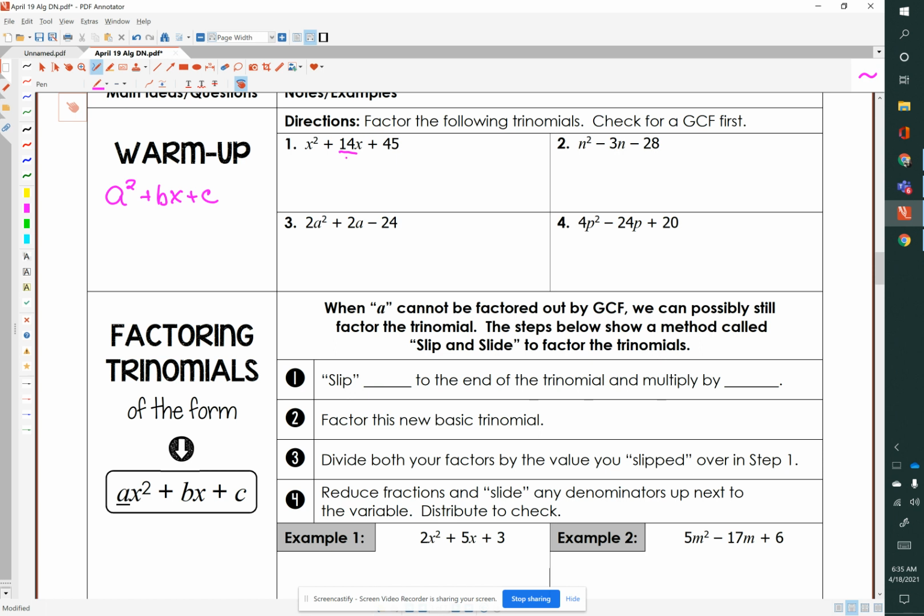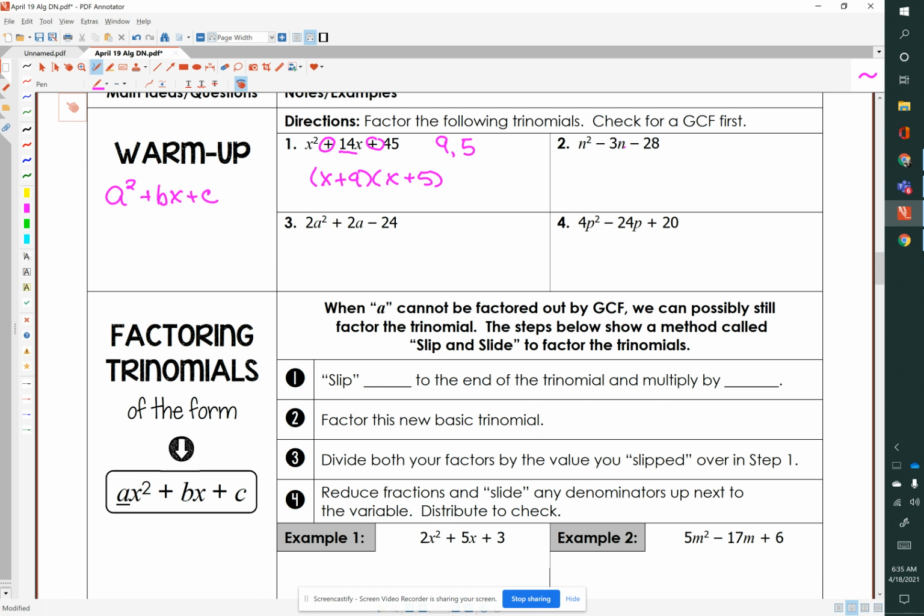So we're looking for something that adds to 14 and multiplies to 45, two numbers. And in this case, those two numbers would be 9 and 5. And let's also remember to look at the signs. So we're going to have a positive 9 and a positive 5 because 9 plus 5 equals 14 and 9 times 5 equals 45. So our factored form of this expression would be x plus 9, x plus 5. Remember, multiplication is commutative, so order does not matter. If you put them in reverse order, that's fine.